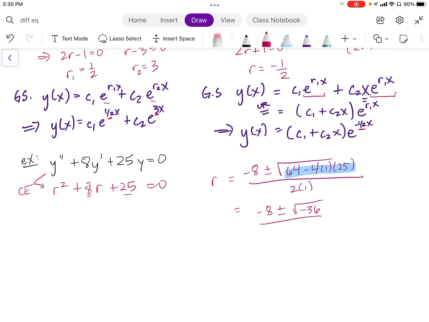64 minus 100 is -36. Over 2, negative 8 plus or minus 6i over 2, and reduce, of course, negative 4 plus or minus 3i. Okay. If your characteristic equation has a pair of complex numbers, the solutions will always be of conjugate form, right, because of the plus or minus.